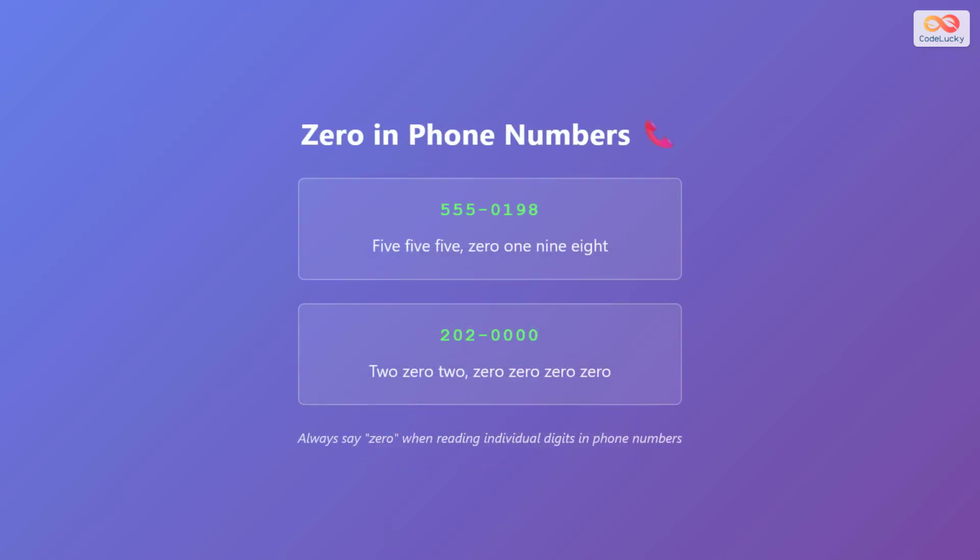When reading phone numbers, you should always use zero for the digit 0. For example, if the number is 555-0198, you would say 555-0198. Similarly, for the number 202-0000, you would say 202-0000. Using zero ensures clarity and professionalism.